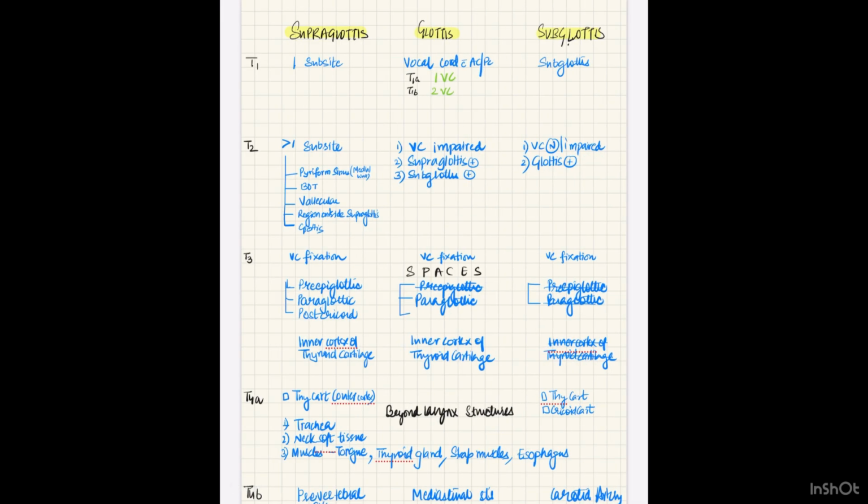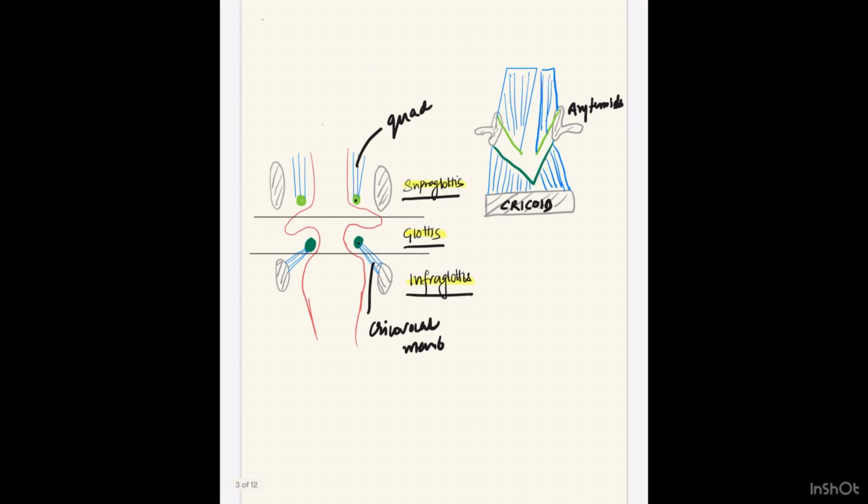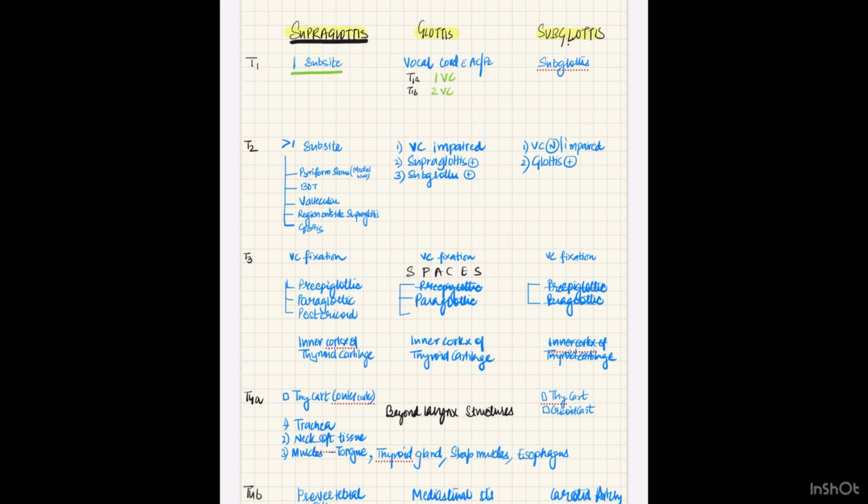Now let's head into the classification system. We'll do one by one. First we'll do supraglottis. So T1 will be the involvement of one subsite only. So one subsite of supraglottis, what can be the subsites? We can have base of tongue, vallecula, epiglottis, AE folds. So any one of the subsites can be involved. But in T2 we have more than one subsite, like vallecula, base of tongue, medial wall of pyriform sinus. Then we can go outside the region of supraglottis.